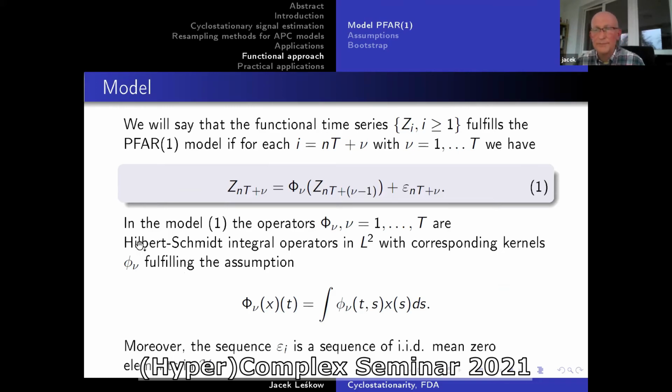But what is my model? What I'm doing right now in front of your eyes is building up a very simple equivalent of a fundamental autoregressive model for time series. But now my data are not points, my data are curves. So what I'm doing here in equation number 1, I'm saying that my observation, the curve that comes at n times period plus nu, think about the period as fixed.